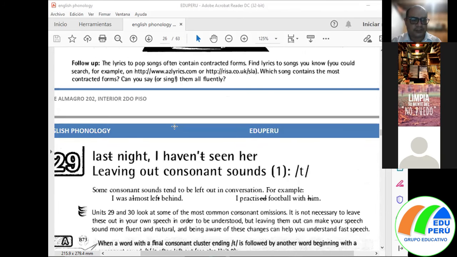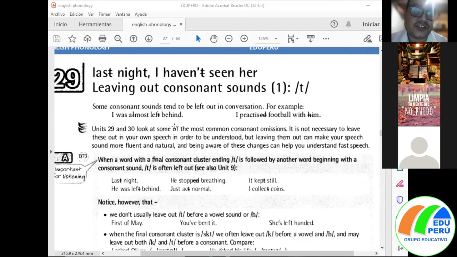Here, we're going to pass to elisions. When you leave out sounds, when you take out sounds, you don't pronounce the sounds. And mostly we're going to omit some consonant sounds. For example, here we're going to analyze the consonant t. Yes, some consonant sounds tend to be left out in conversation. For example, I was almost left behind.